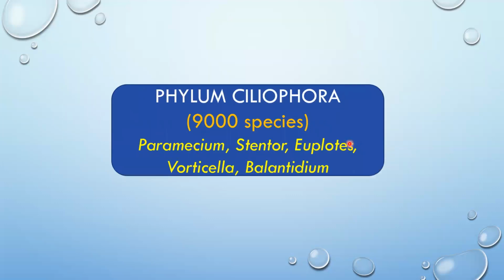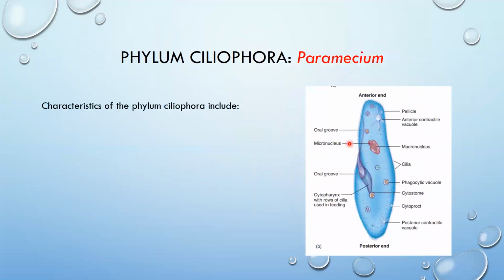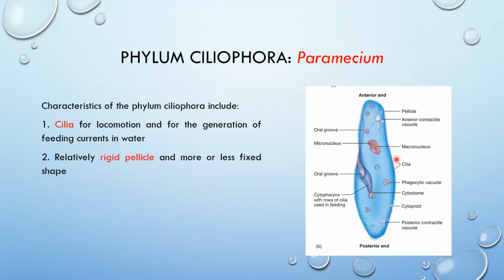Now the phylum Ciliophora with 9,000 species includes Paramecium, Stentor, Euplotes, Vorticella, Balantidium. Phylum Ciliophora includes the Paramecium, as you can see in the diagram. The characteristics of the Ciliophora include cilia for locomotion and for generation of feeding currents. On the entire surface of the Paramecium, you can see fine hairs that are known as cilia. Number 2, they have a relatively rigid pellicle and more or less fixed shape. They have a rigid pellicle just beneath the membrane.